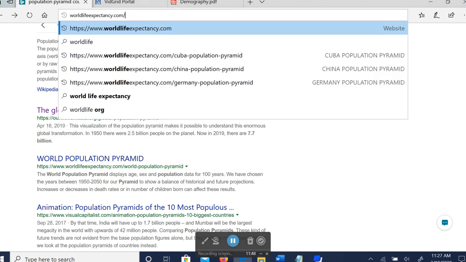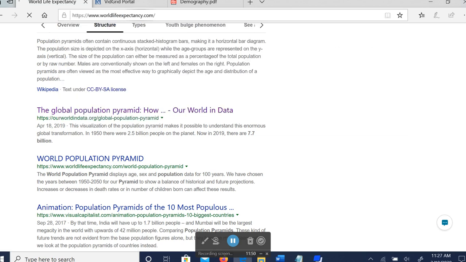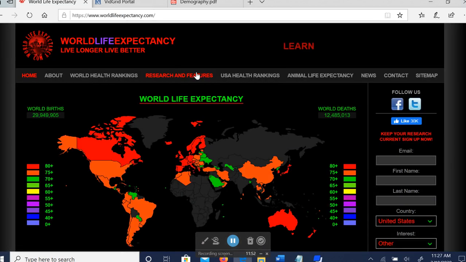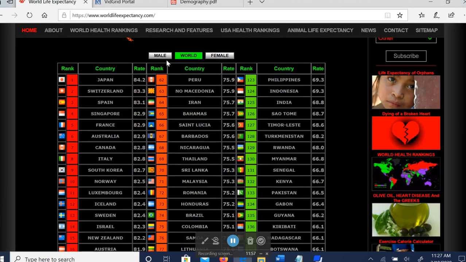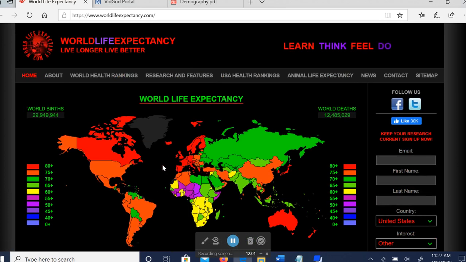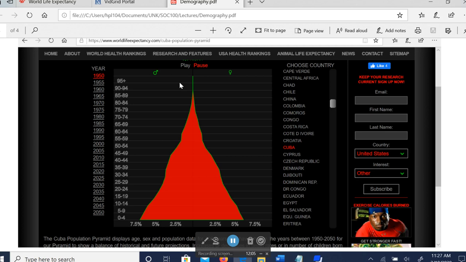Okay, let's go to this website for a while. So this is an interactive website and you can always pick a country and it will show you the population pyramid.